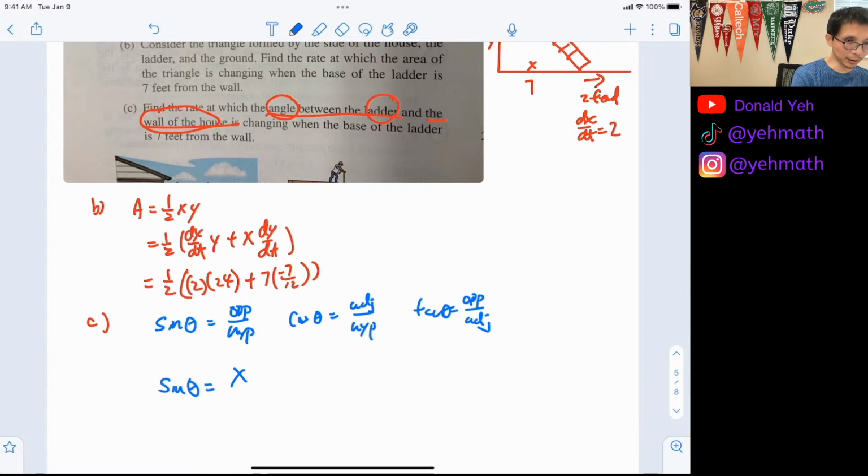x over 25. Does that make sense? And do you see that constant on the bottom? Why did I say the constant had to be bounded? Can I use cosecant? Yeah, but if you take a derivative of 25 over x, it's much more complex than x over 25. So that's the thing you want to think about.